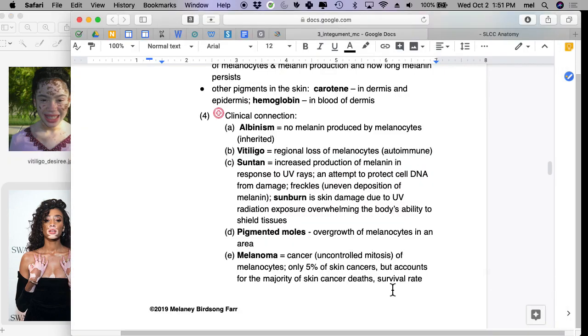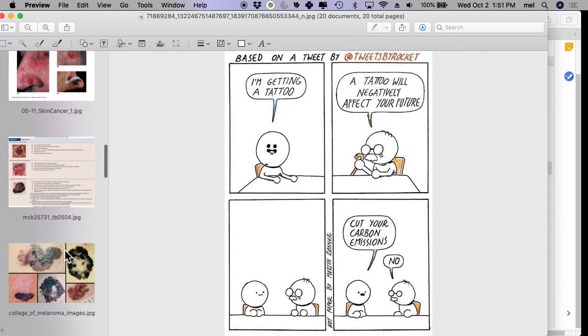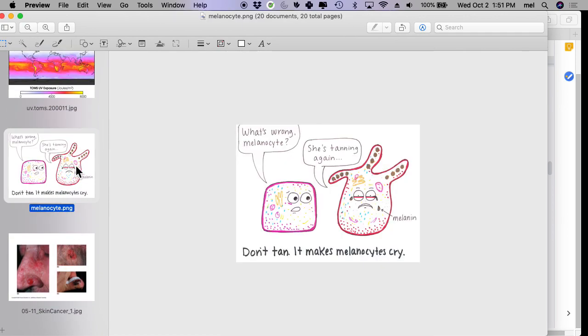Okay, and then let's talk about suntans for just a second. So what the hell is going on with the suntan? What is going on is that you are making your melanocytes cry. When you expose your skin to UV radiation, your melanocytes go, I really need to keep up, and they try their damnedest to keep up with melanin production, to make sure that the UV doesn't damage the deeper layers. They're working their hardest to keep up.